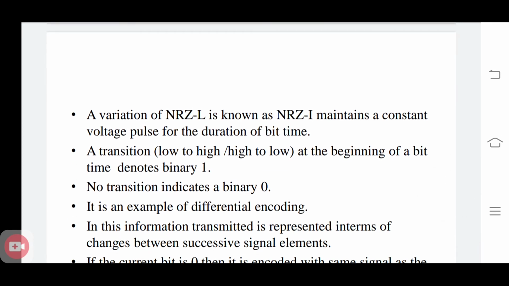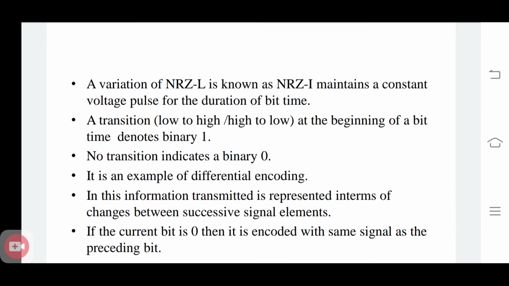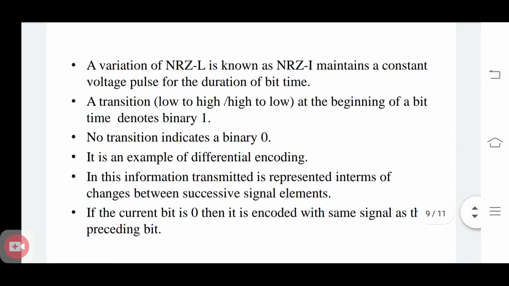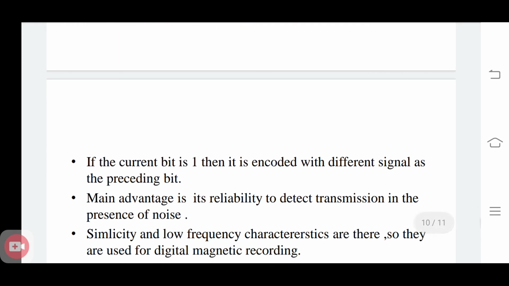Also we have another variation of non-return to zero, that is NRZI. Here a transition, maybe low to high or from high to low, at the beginning of a bit denotes a binary 1. If there is no transition, that indicates a binary 0. Or else we can say it this way: if the current bit is 0, then it is encoded with the same signal as the preceding bit. If the current bit is 1, then it is encoded with a different signal from the preceding bit.